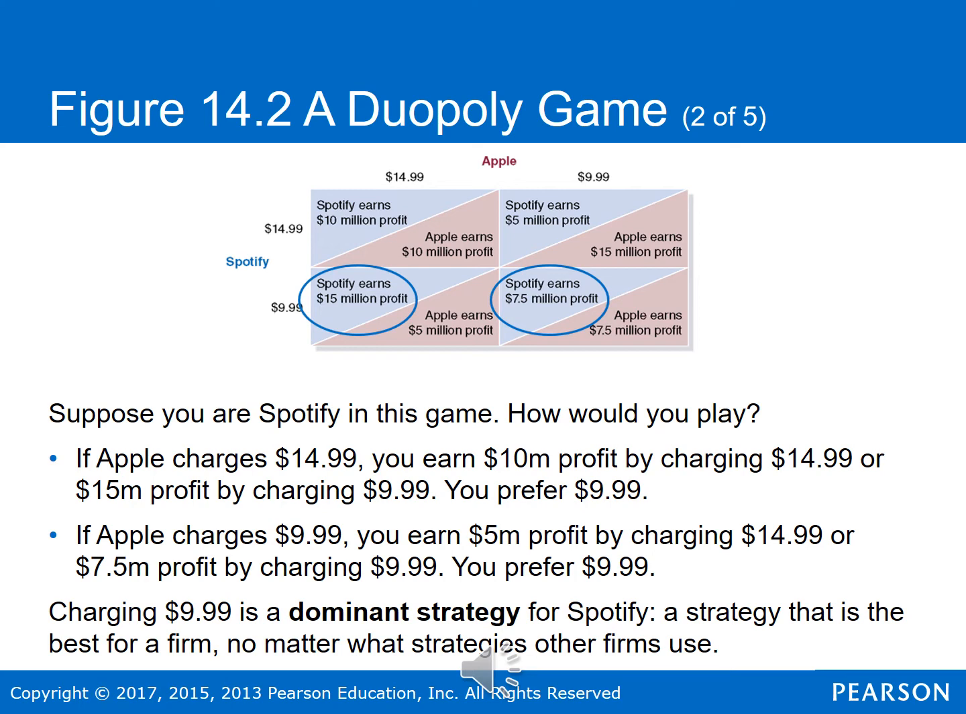In this case, charging $9.99 if you're Spotify is what we call a dominant strategy. This is a strategy that will be the best for a firm no matter what other strategies firms use. So think about it. If Apple chooses to price at $14.99, Spotify is better off charging the lower price. If Apple charges $9.99, again, Spotify is better off charging a lower price. So no matter which one Apple chooses, Spotify is going to be better off choosing the lower price.